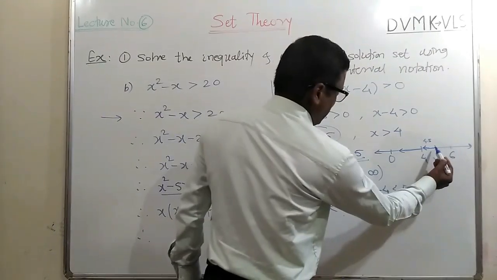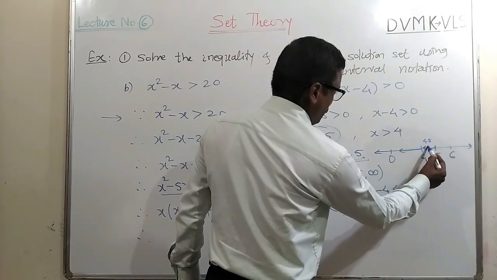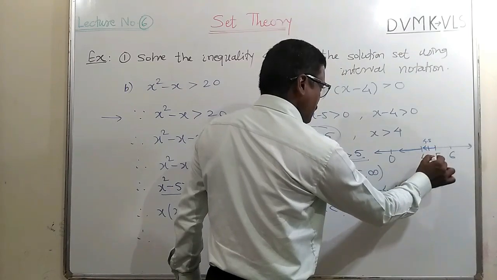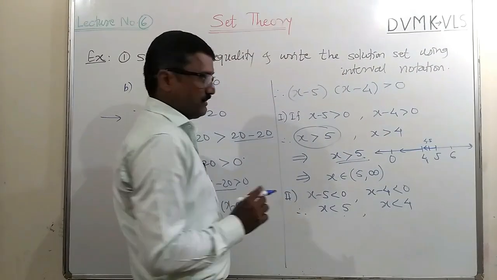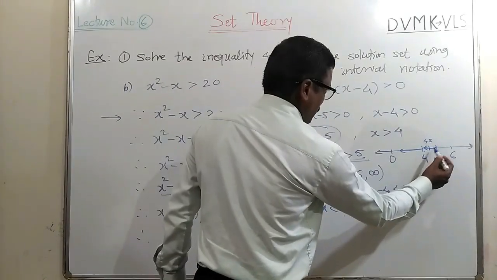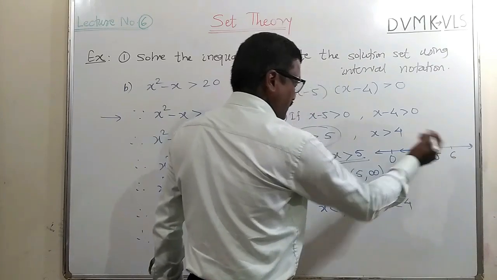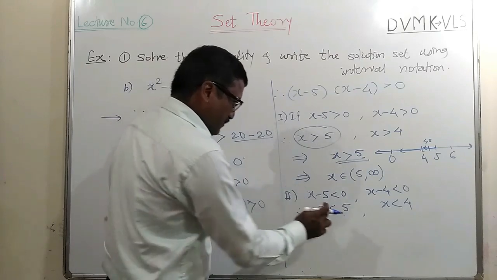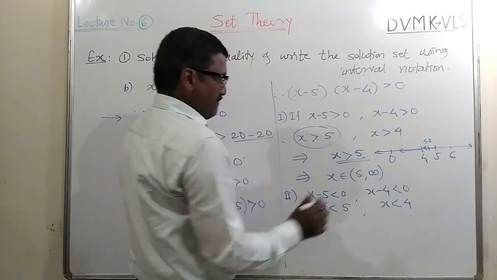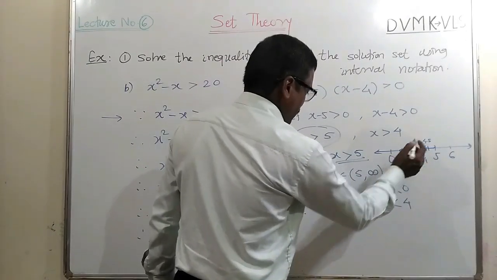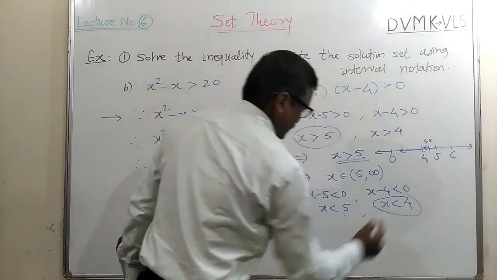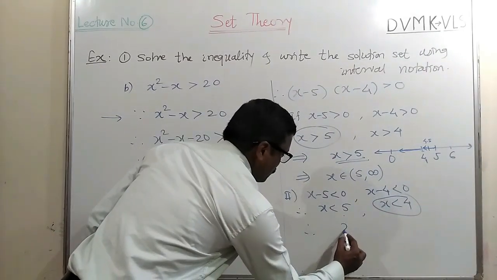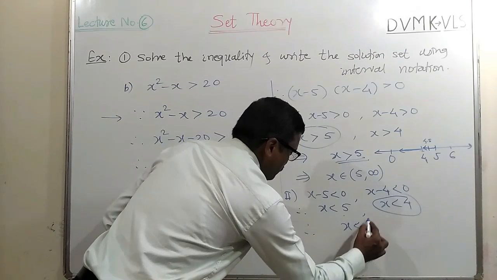If a number is less than 5, suppose once again 4.5, then 4.5 is less than 5 but it is not less than 4. So the numbers between 4 and 5 are less than 5 but not less than 4. And we want a value of x that satisfies both these inequalities, so that x will be less than 4. So this one is correct here. The common solution of these two inequalities is x less than 4.